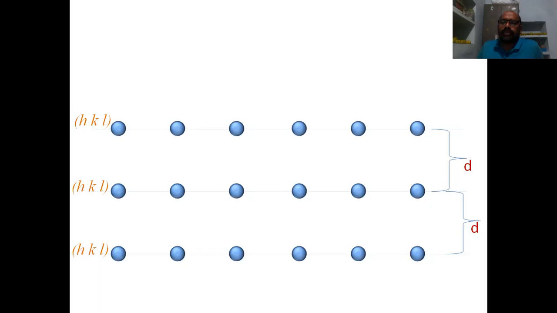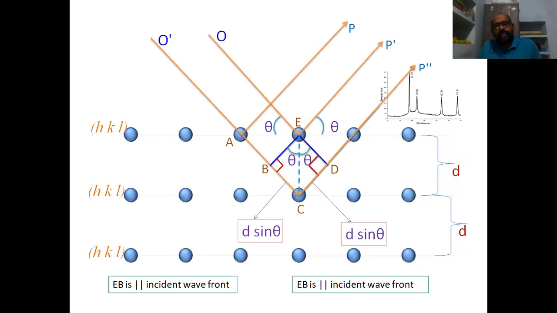So corresponding to this interplanar spacing and wavelength, for a fixed wavelength and fixed interplanar spacing, we observe the diffraction pattern at a particular angle only, at a fixed angle only. So it is just like this. Now we see the diagram.